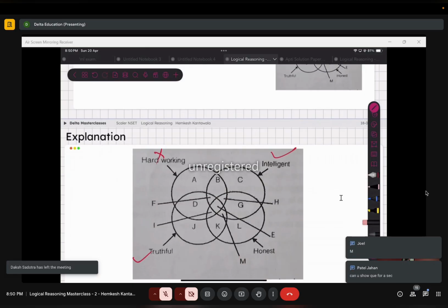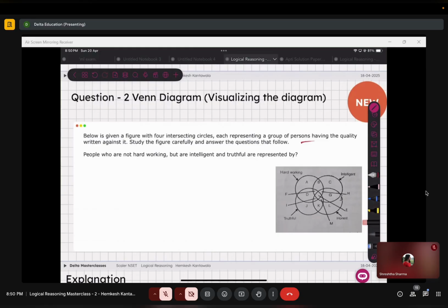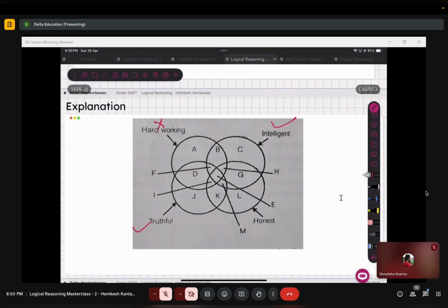Can you show the question for a second? Yes. So this is the diagram. We need to find the people who are not hardworking but are intelligent and truthful. I think this was the easiest question. Not hardworking means everything apart from hardworking. Correct. They need to be truthful also.